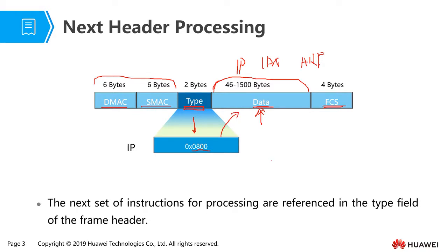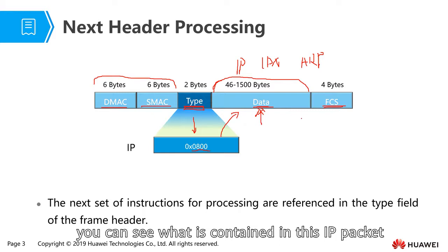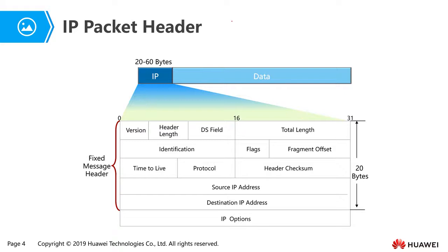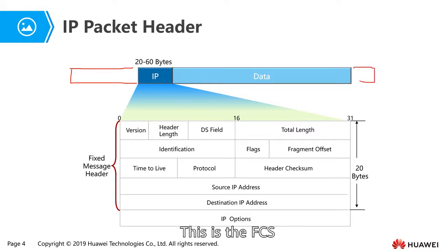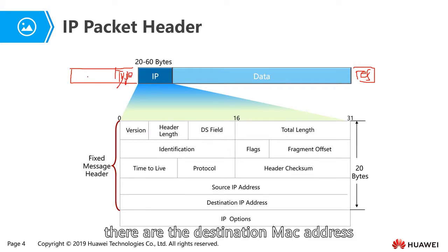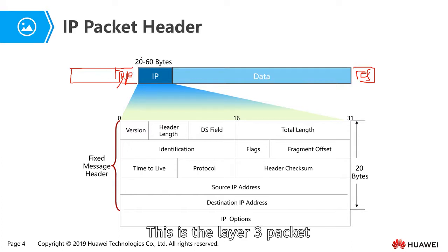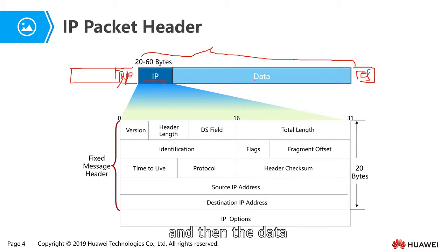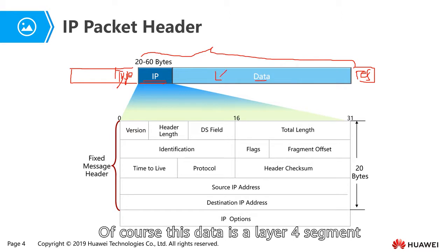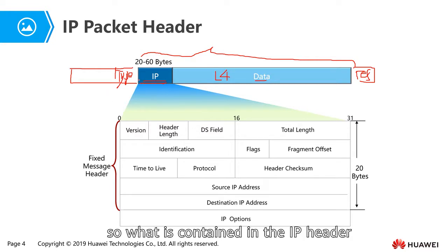Then what is contained in the IP packet? You can see, this is the IP packet, and of course it is contained in the layer 2 frame. This is the FCS, and this is the type. Before the type, there are the destination MAC address and the source MAC address. Then this is the layer 3 packet: first the IP header, and then the data. Of course, this data is the layer 4 segment.